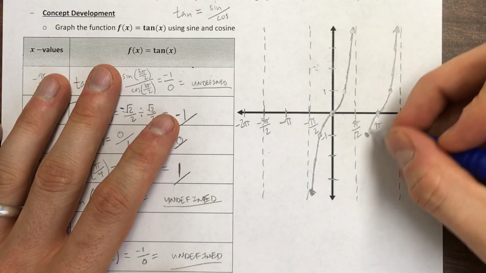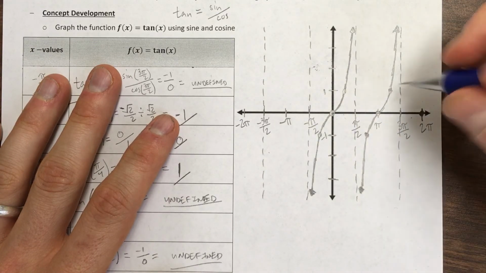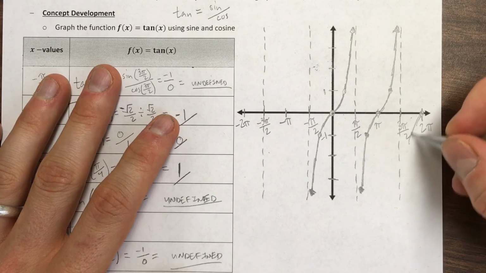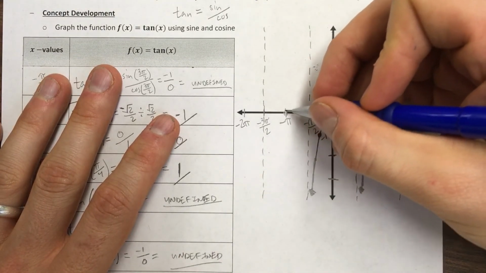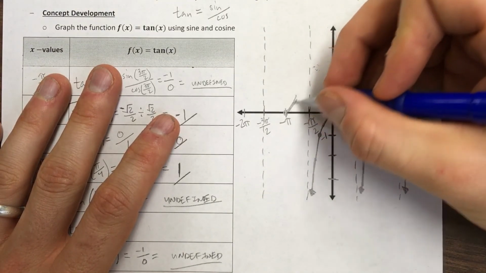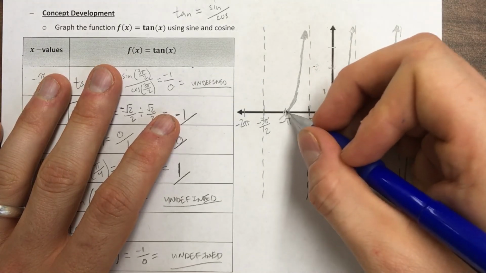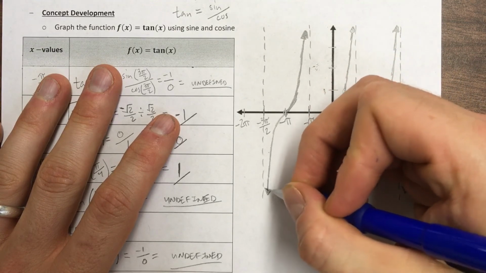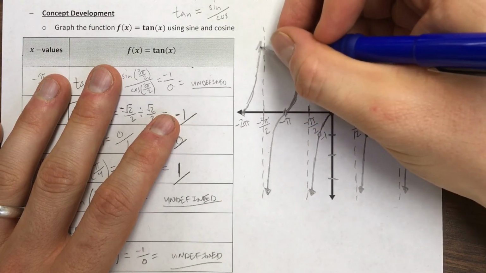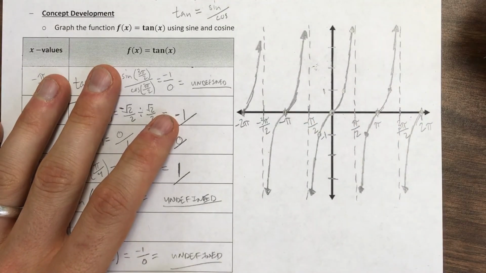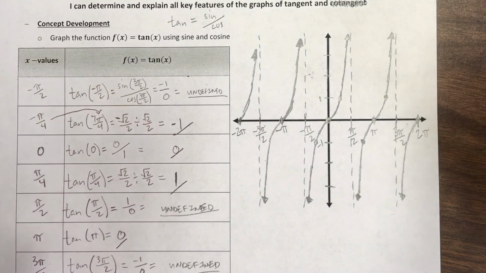And so it takes this shape. And it's going to basically do the same thing over and over and over again. Even here in the negative direction. And it doesn't have to be exact. But this is what our tangent function looks like. It's weird, it has an odd shape, but that's okay.